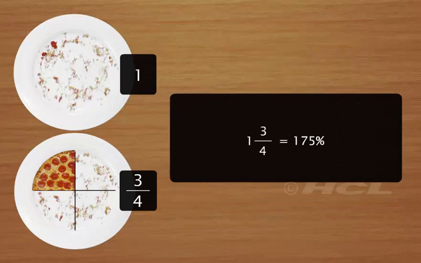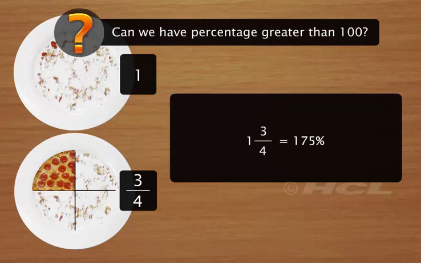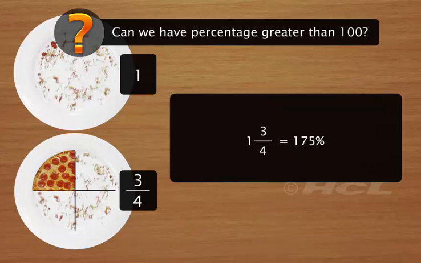Observe that the improper fraction 1 and 3 over 4 has resulted in a percentage greater than 100. Can we really have percentage greater than 100? Let's find out.